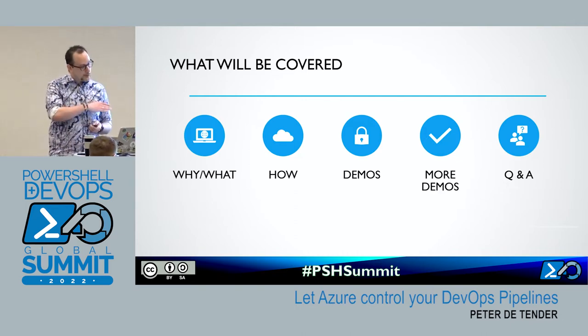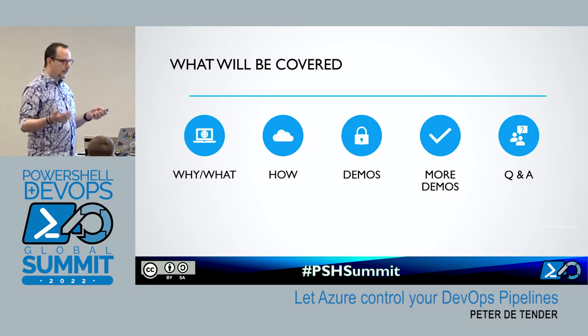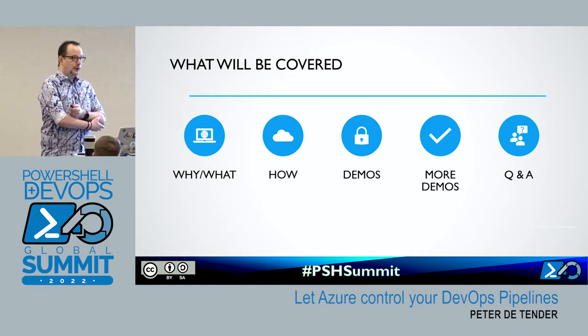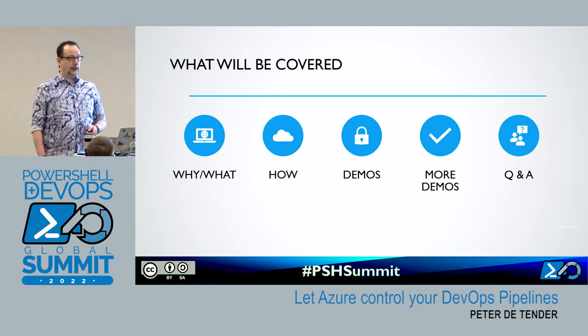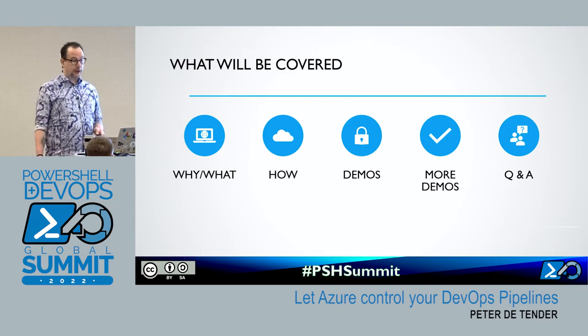What are we going to talk about? First of all, why and what about controlling your pipelines? What's the mechanism? What's the benefit? Why should we do it, right? Next, once you know why we're going to do it, I'm going to talk about how you're going to make that possible, using some Azure features and integrating with Azure DevOps. And from there, it's demos and more demos.